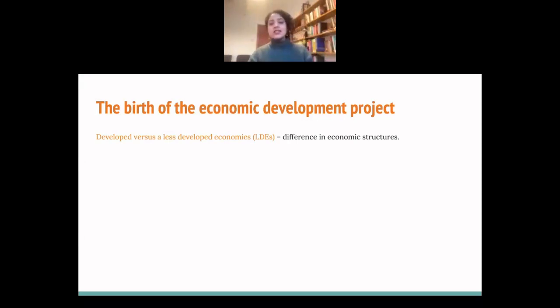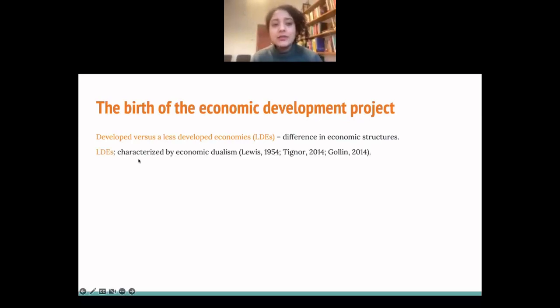Now, how does this project of economic development, or development economics as a discipline, come into being? I don't know how many of you have heard of the Nobel laureate Arthur Lewis, who won the Nobel in economics in 1954 for the paper on unlimited supplies of labor. That became a very defining work on how development is supposed to be understood. So, how was it understood? The difference between a developed economy and a less developed economy was seen to be in terms of its economic structures. That is what distinguishes what we call a developed versus a less developed economy.